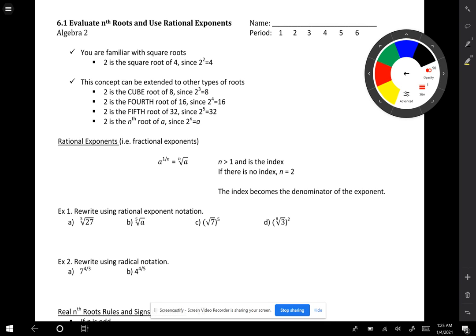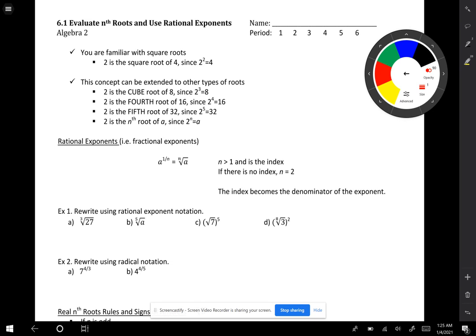Today we will do 6.1 notes, evaluate nth roots, and use rational exponents. You are familiar with square roots. We know that 2 is the square root of 4, since 2 to the second power is equal to 4. This concept can be extended to other types of roots.